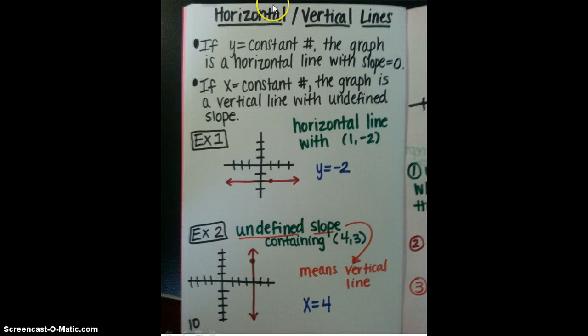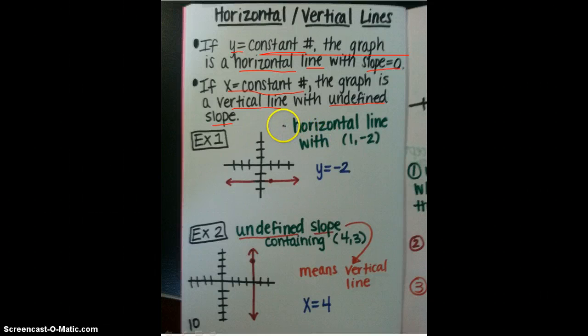If y equals a constant number, the graph is a horizontal line with a slope of 0. So if y equals a constant number, it's going to be a horizontal line with a slope of 0. If x equals a constant number, the graph is going to be a vertical line with an undefined slope. We've talked about this a couple of times in class, but we're going to keep on talking about it.